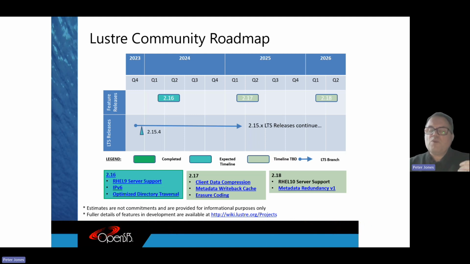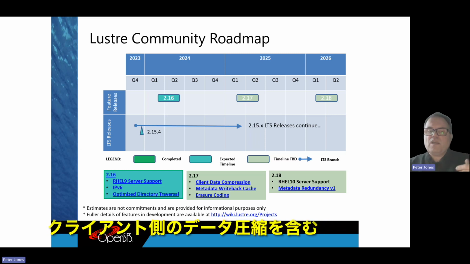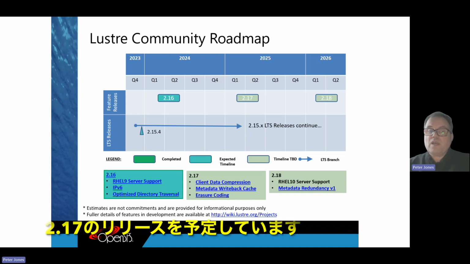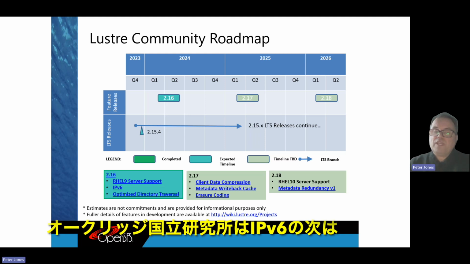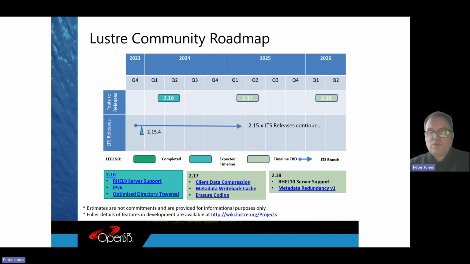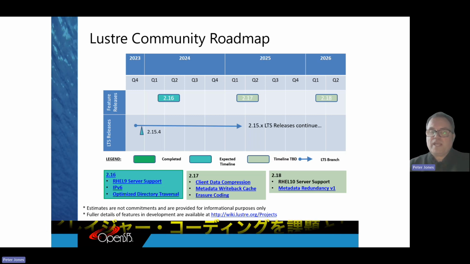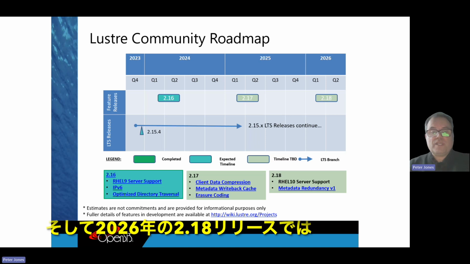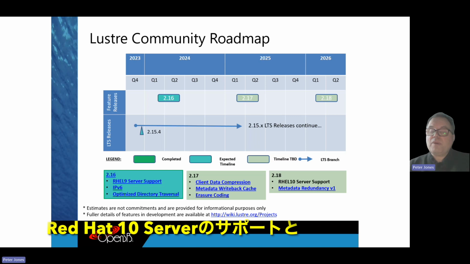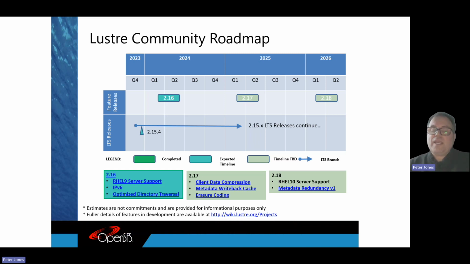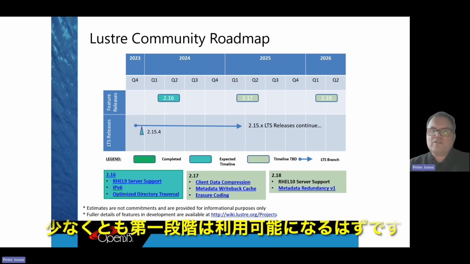Beyond 2.16, going forward into 2025, we would see the 2.17 release with client-side data compression. Also, Oak Ridge National Labs have indicated that once they're finished with IPv6, finishing off erasure coding will be the next thing that they will tackle. And then going forward into 2026, for the 2.18 release, we'll be looking by then for Red Hat 10 server support and also metadata redundancy. At least the first phase of that should be available in that time frame.